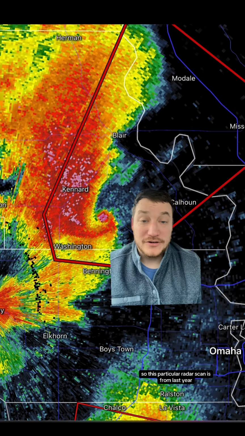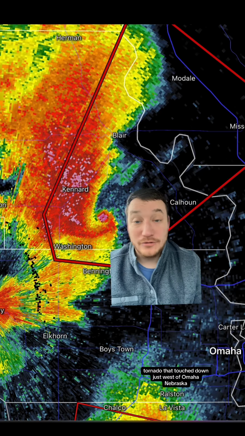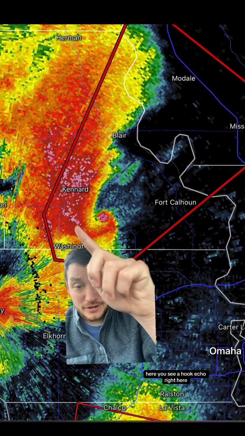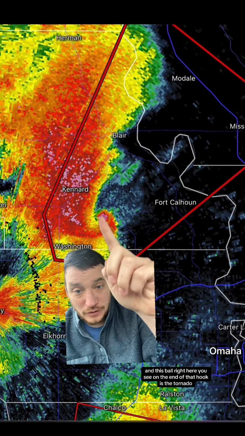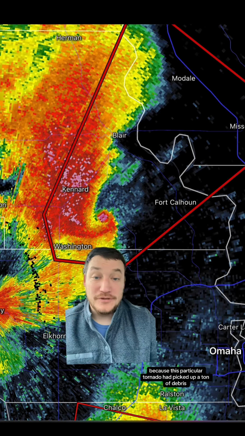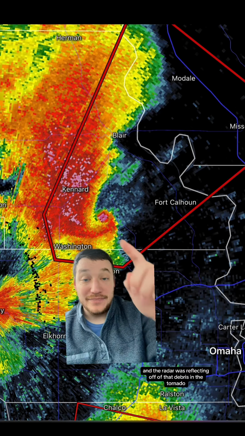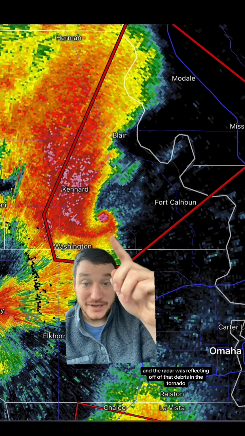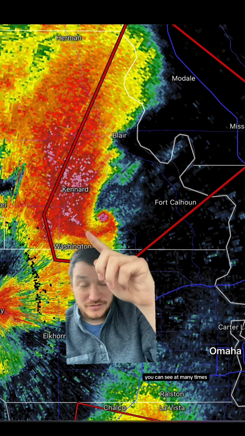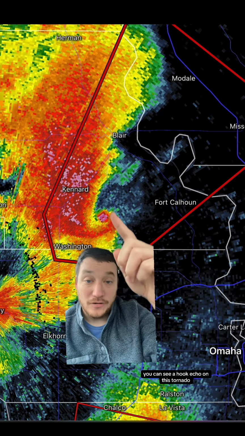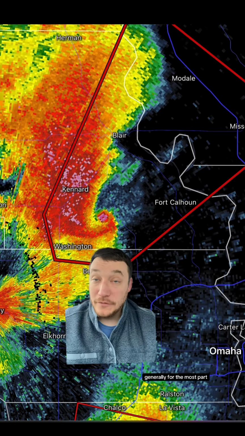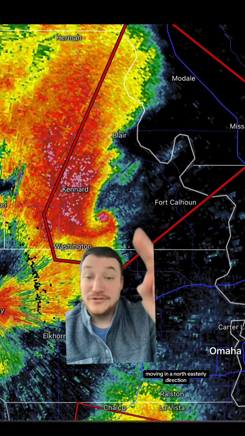So this particular radar scan is from last year. It's from the tornado that touched down just west of Omaha, Nebraska. If you look at this map right here, you see a hook echo right here, and this ball you see on the end of that hook is the tornado. Now, it is highly reflective because this particular tornado had picked up a ton of debris, and the radar was reflecting off of that debris in the tornado. So on a reflectivity radar, many times you can see a hook echo, and the tornado is at the end of that hook, generally, for the most part, moving in a northeasterly direction.